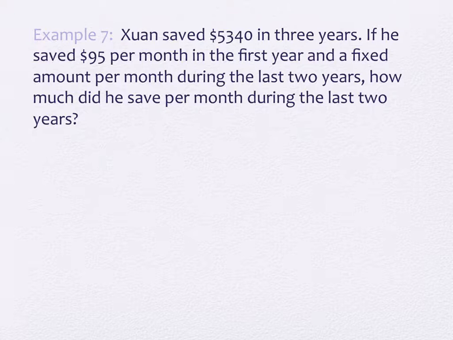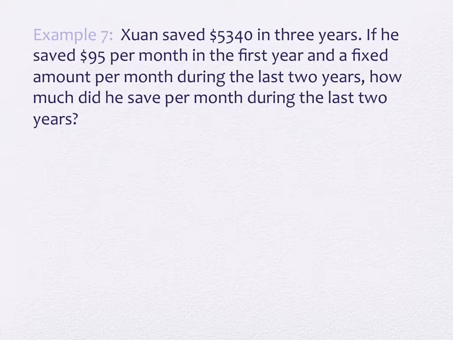I don't know how to say his name, do you? Juan? Okay. Juan saved $5,340 in 3 years. If he saved $95 per month the first year and a fixed amount per month the last 2 years, how much did he save per month during the last 2 years? So this is like a multi-step problem. You can't just directly say, oh, I just need to multiply these 2 numbers and I'm done. There's more to it than that.